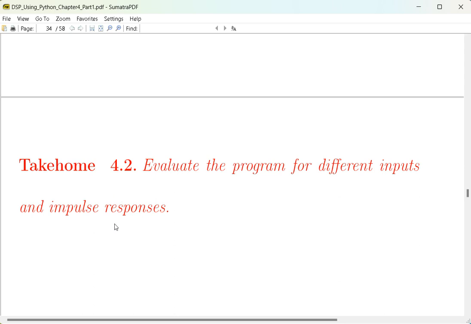And another oral take home: do the same job for correlation. Okay, we did it for convolution. Now it's your duty to write down the coding for correlation using the ideas just explained.